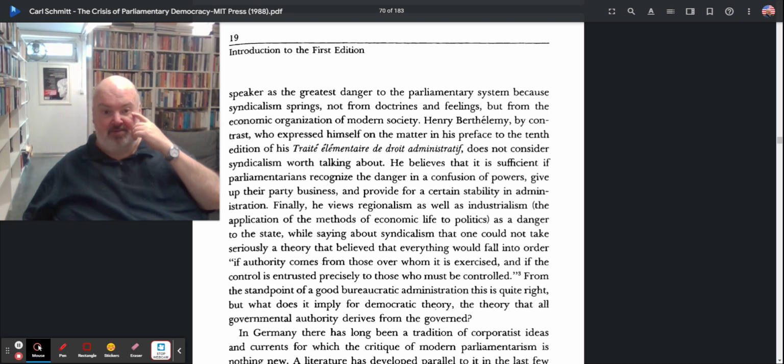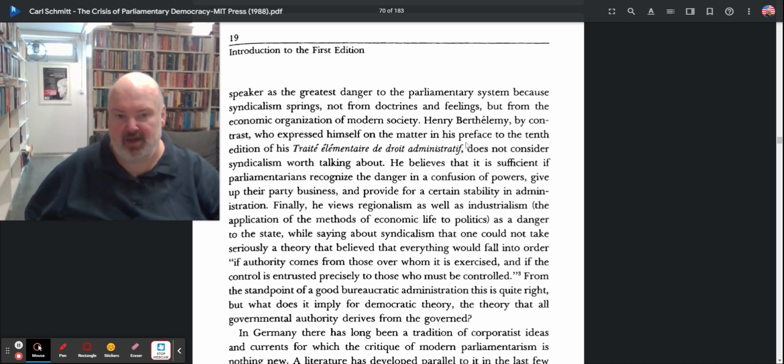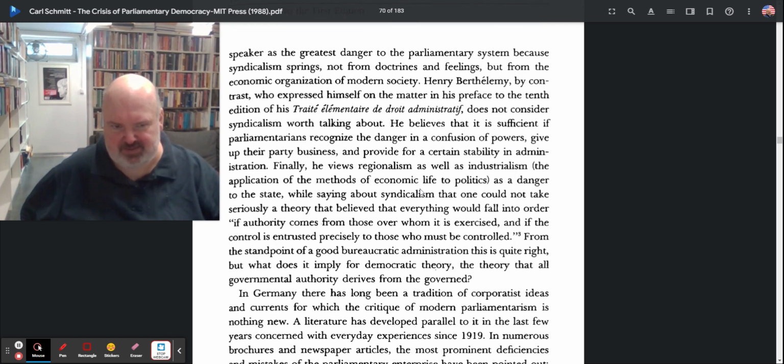Henry Berthélemy, by contrast, who expressed himself on the matter in his preface to the 10th edition of his Traité élémentaire de droit administratif, the elementary text of administrative law, does not consider syndicalism worth talking about at all. He believes that it is sufficient if parliamentarians recognize the dangers in a confusion of powers, give up their party business, and provide for a certain stability of administration.